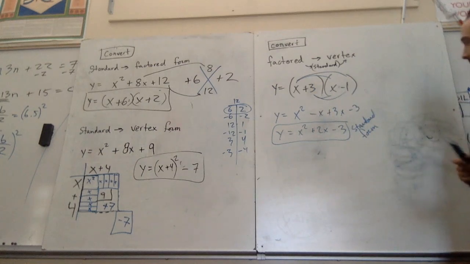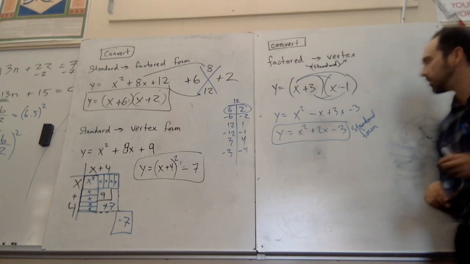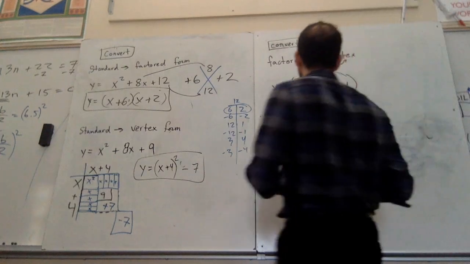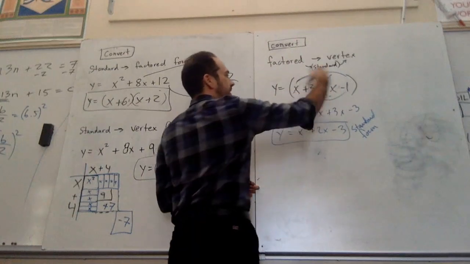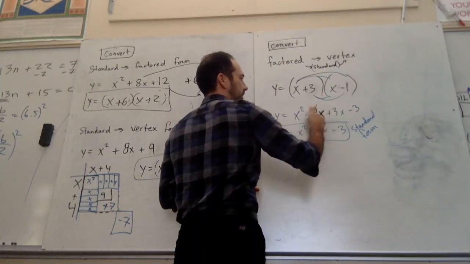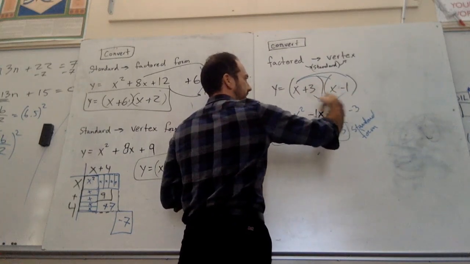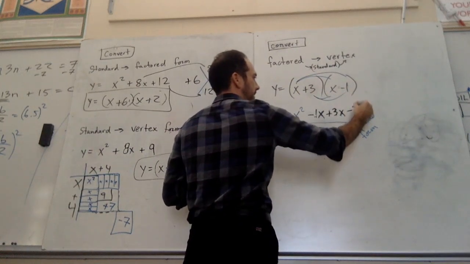Wait, where'd you get 3? Because the first one is -3 and the second one is -3x. So would it just be x squared plus x plus that? Let's see. First gives us x squared. Outer gives us negative 1x. Inner gives us positive 3x. Last gives us the negative 3. So that's how I arrived at it.